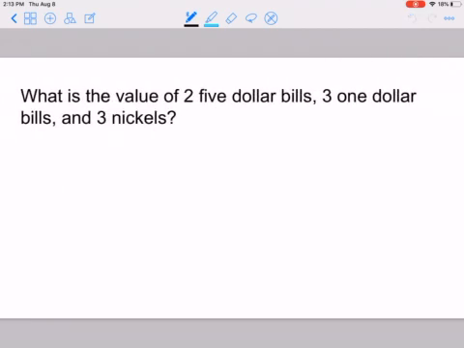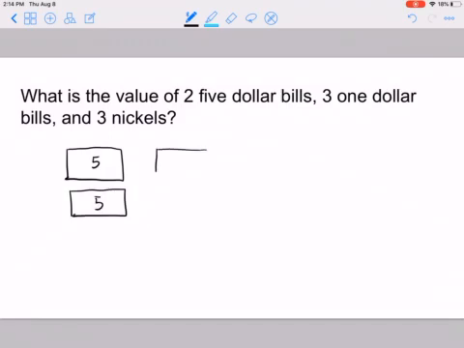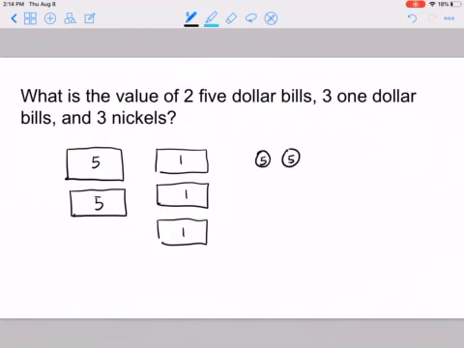Another one. What is the value of 2 $5 bills, 3 $1 bills, and 3 nickels? All right, so let's draw it out. 2 $5 bills. 3 $1 bills. 1, 2, 3. And then 3 nickels. A nickel, remember, is worth 5 cents. So now we're going to add these up.